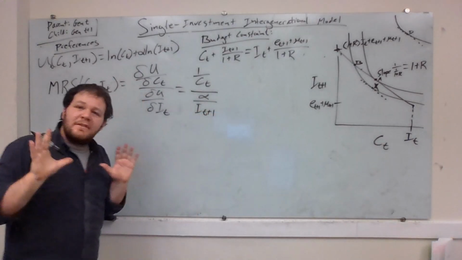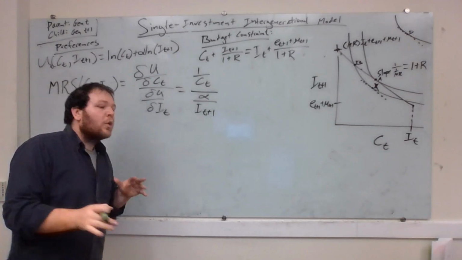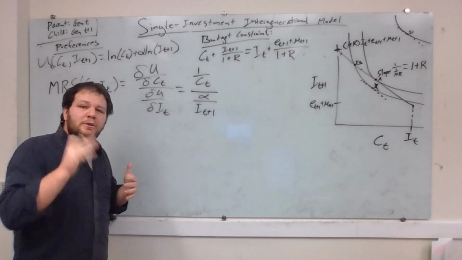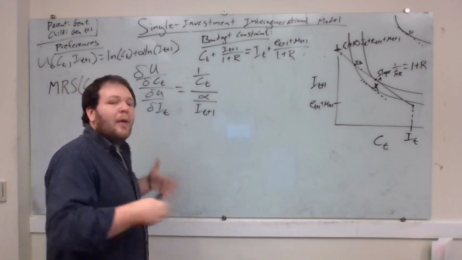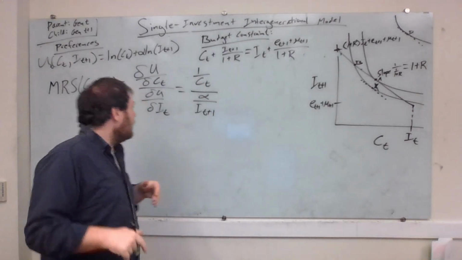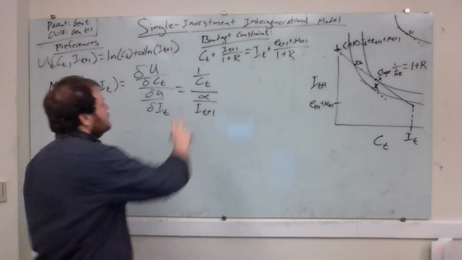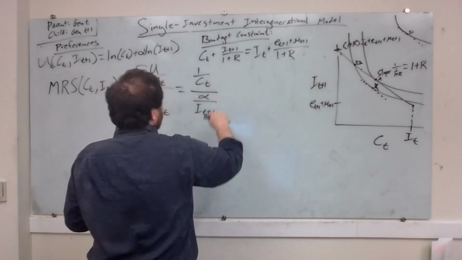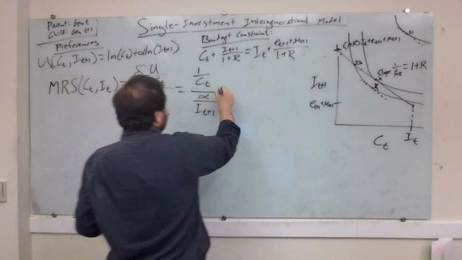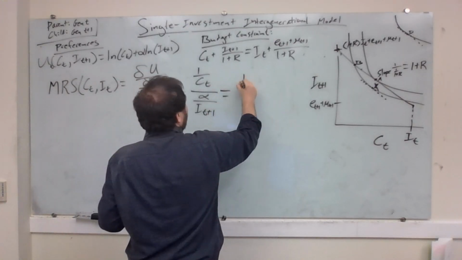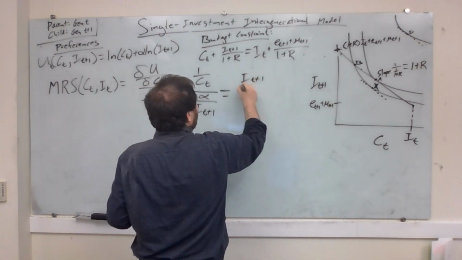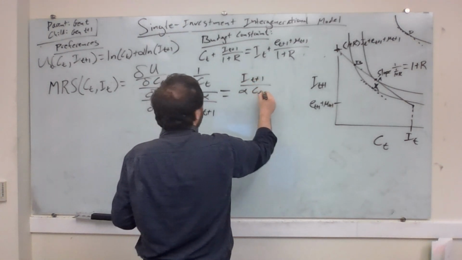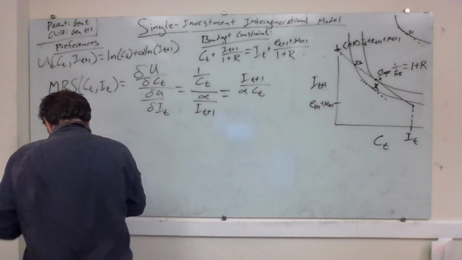By the way, if this is all really rusty for you, please don't worry about it. Come by my office hours or find another appointment with me, and we can help you remember all this stuff. I know it's a lot, and we're using it in a weird way. So we can take this, multiply the top and the bottom by It+1 over alpha, and we get It+1 over alpha Ct as our MRS.